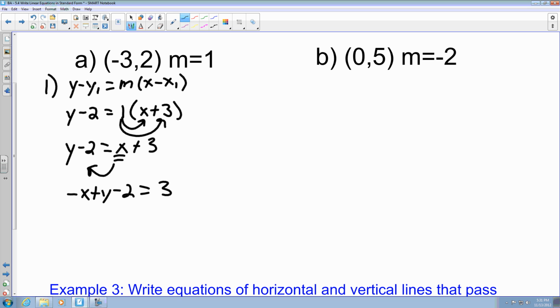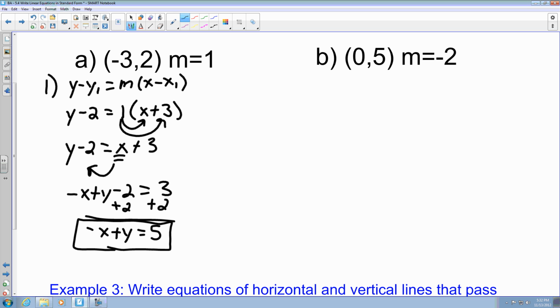Then the last thing is I want to take that 2 and put it over to the right-hand side of the equal sign. So I'm going to add 2 to both sides, which gives me negative x plus y equals 5. Now we are in standard form, where my a is negative 1 and my b is 1.